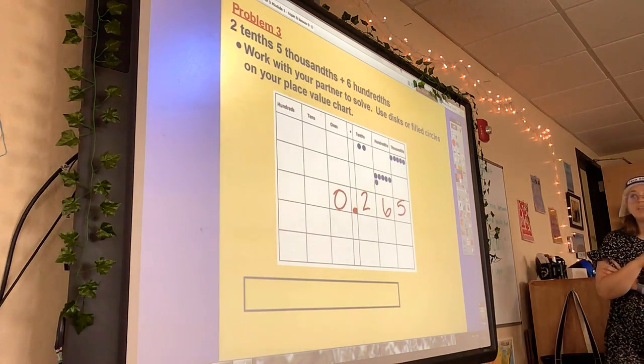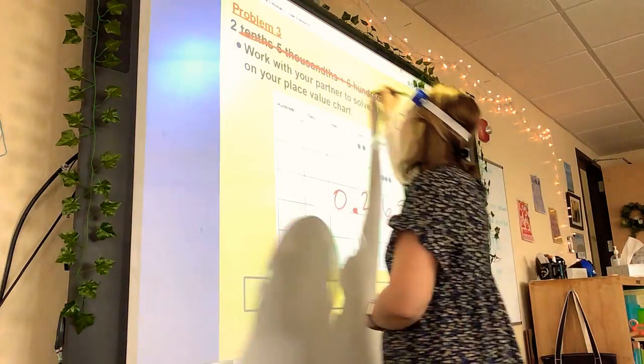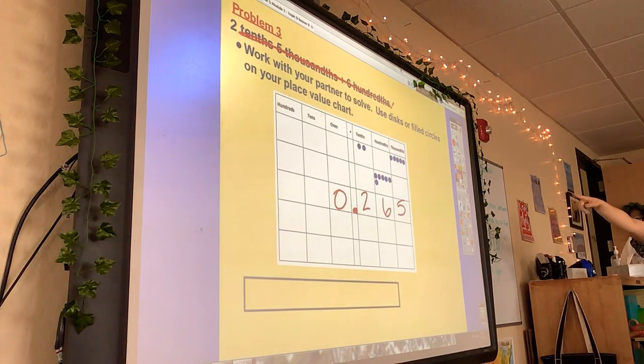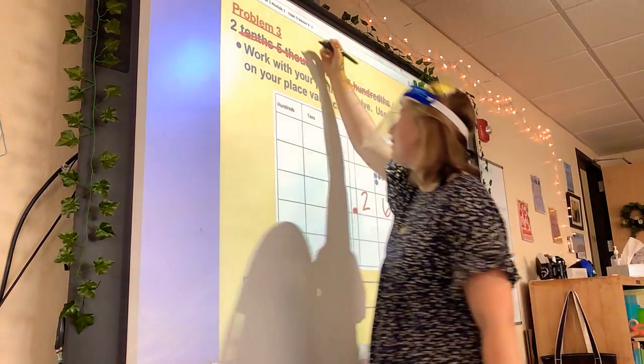We're now gonna take our new number, which is 265 thousandths. Everybody point to that and say 265 thousandths. 265 thousandths. I didn't see everybody pointing at it, so point at it and say it. 265 thousandths. There it is. Good. So 265 thousandths.